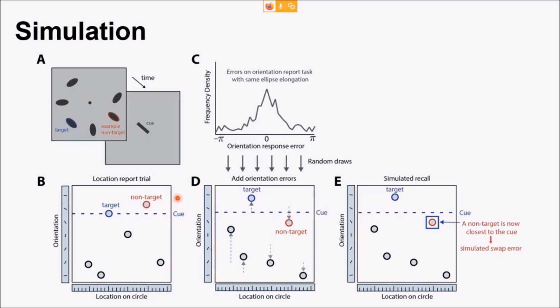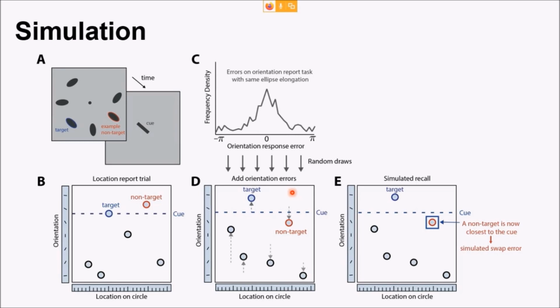The next step in the simulation, shown in C, was to randomly select 6 response errors from the orientation report condition, for the same participant and at the same ellipse elongation level. These response errors were added on to the orientations of each of the 6 ellipse stimuli, to simulate the variability with which orientation was stored. And the effect of adding on this error is shown here by the arrows in D.